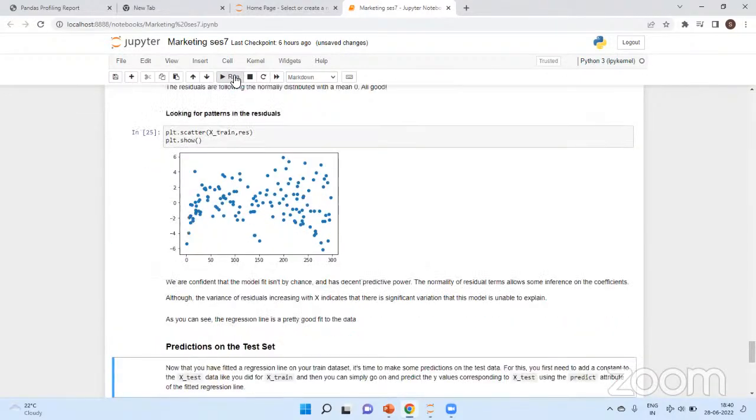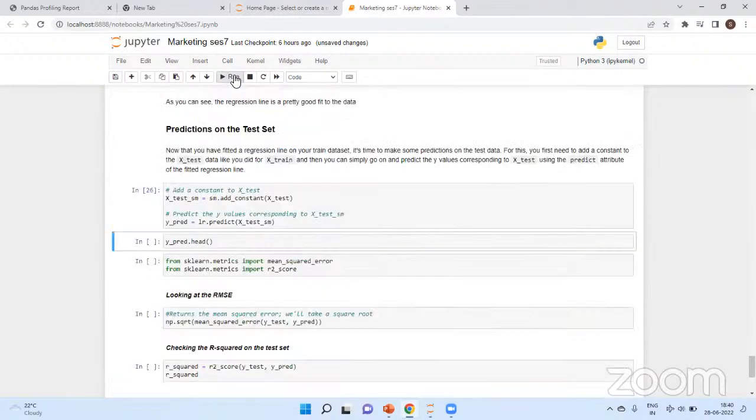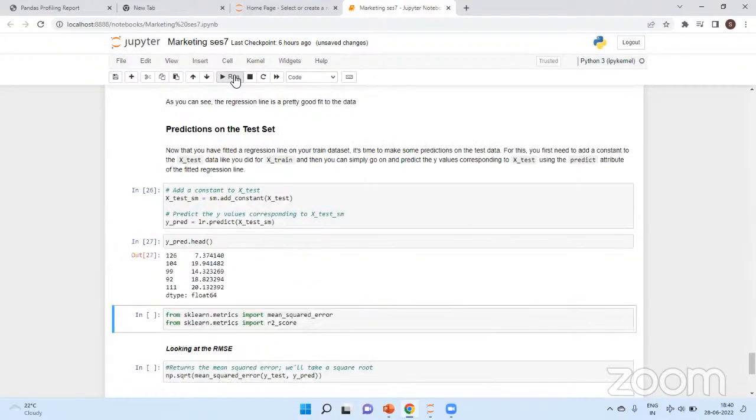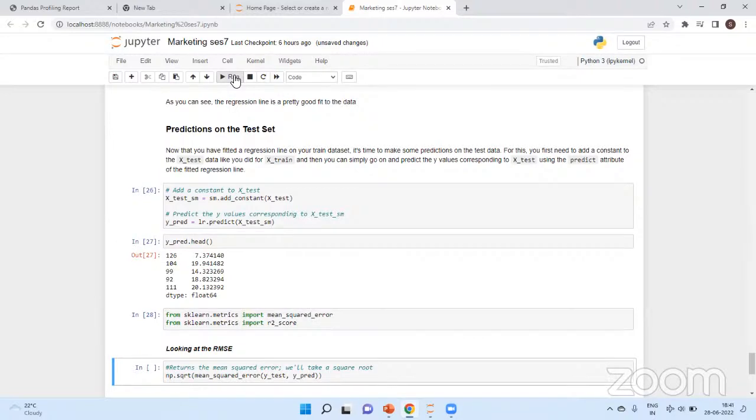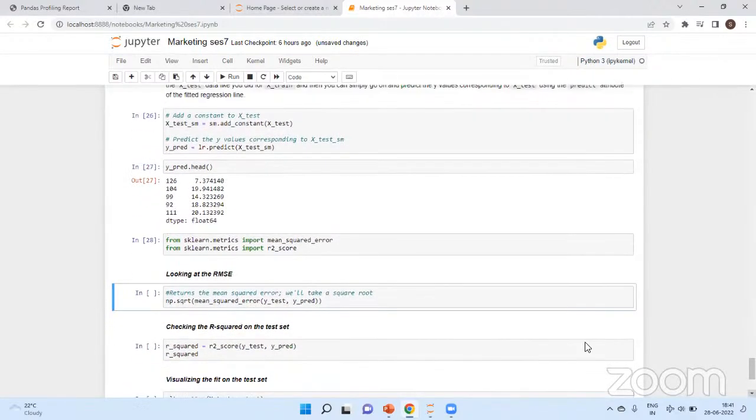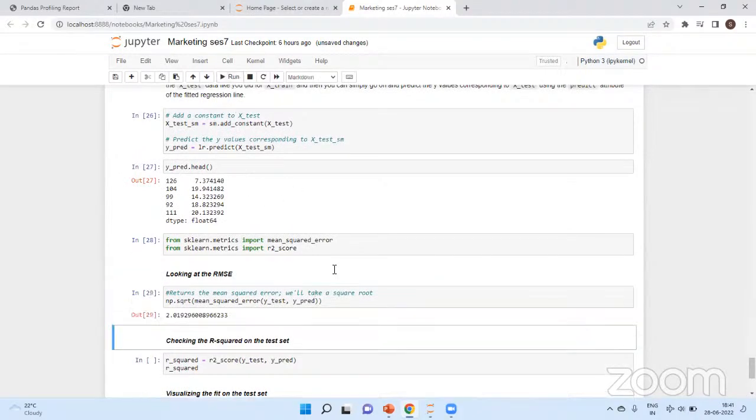Now, predictions. Training is done, and we make predictions on the test set, which is 20% of the data. These are the predictions, and we calculate the mean squared error. I already explained mean squared error. Based on that, we can evaluate our model performance. Here RMSE is nothing but the square root of the mean squared error. It is 2.10.